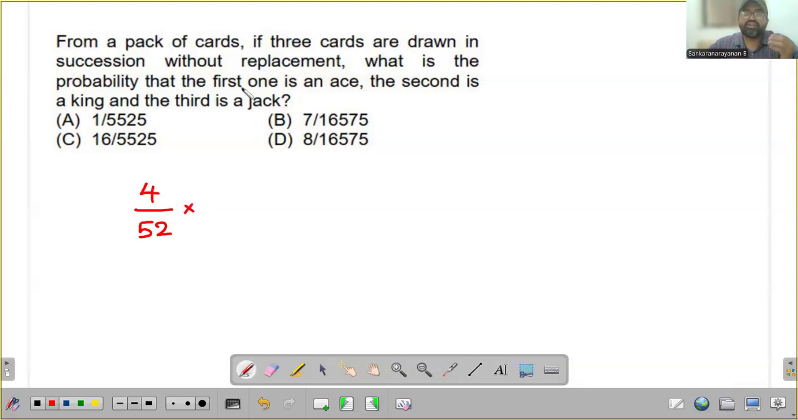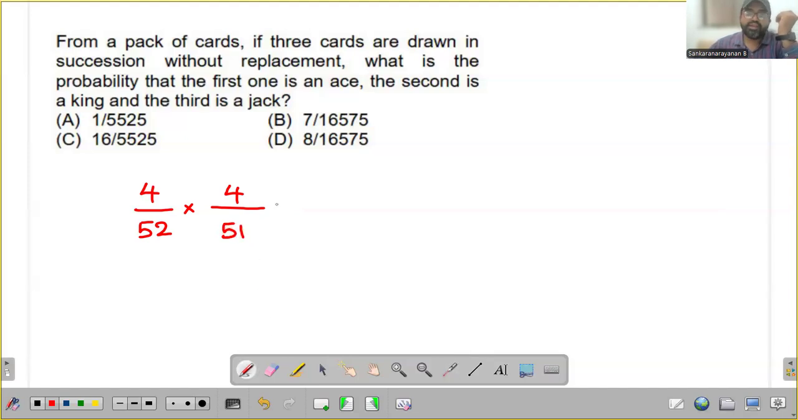Now kindly note, the first card is drawn and there is no replacement here. So when this guy goes for the second draw, there are only 51 cards available because one is already taken. He is not replacing it back. Now the second one has to be a king. All 4 kings are available somewhere in that bulk. So 4 by 51 will be the answer for the second draw, that it is a king. Don't put 4 by 52.